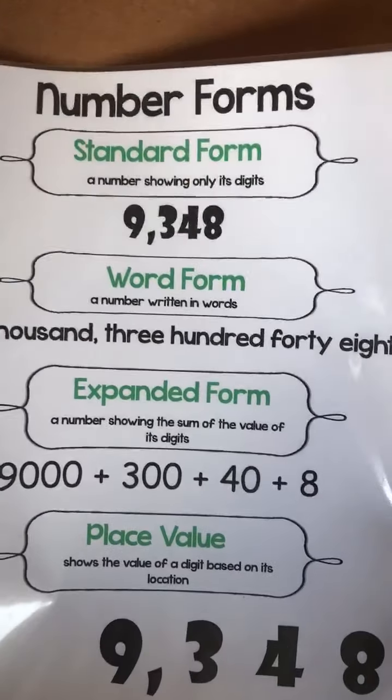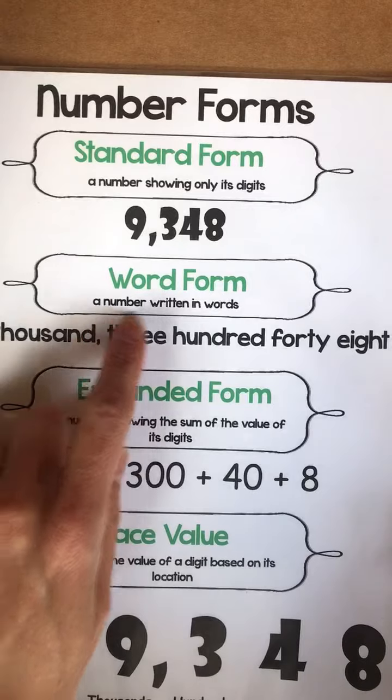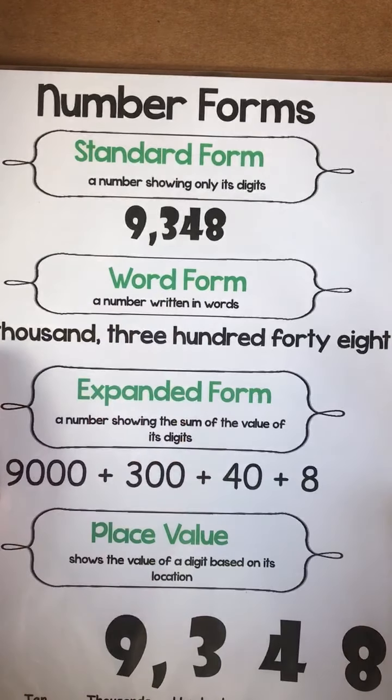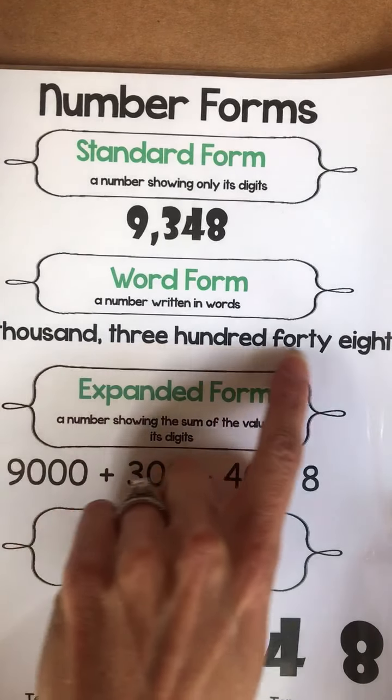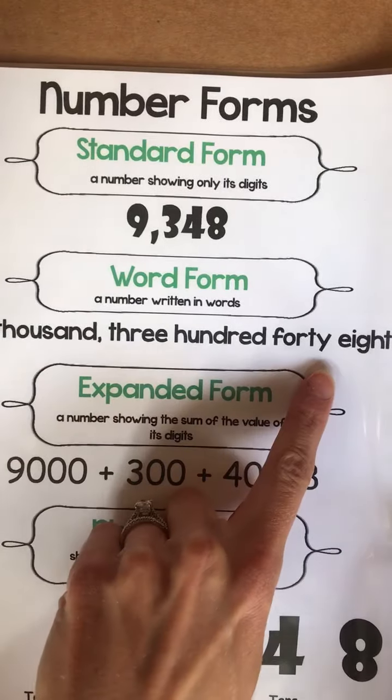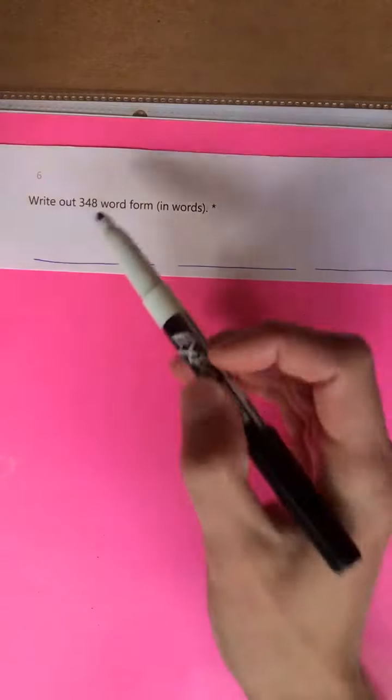So I'm going to take my reference chart right here, and I'm going to find word form. Well, word form is just a number written in words. So here you see the numbers just written out in words. So your job is going to be to write 348 in word form.